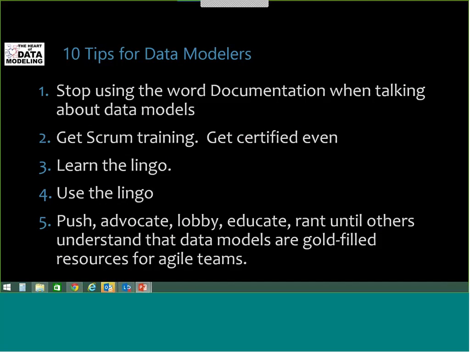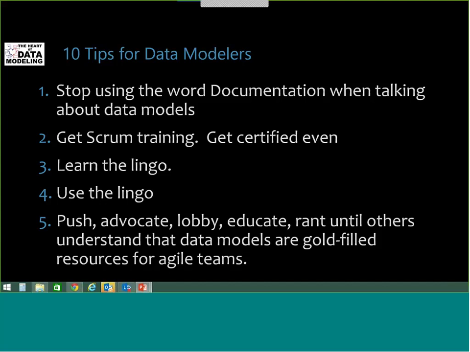Modelers need to get Scrum training. We need to be asking for it. Even if your organization isn't doing Scrum now, you're going to start adopting parts of it and probably already have. You should even ask to be certified in it. Learn the lingo and then start using it.